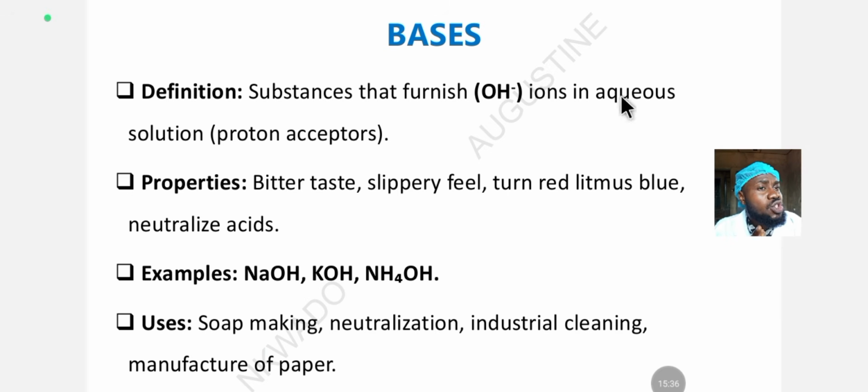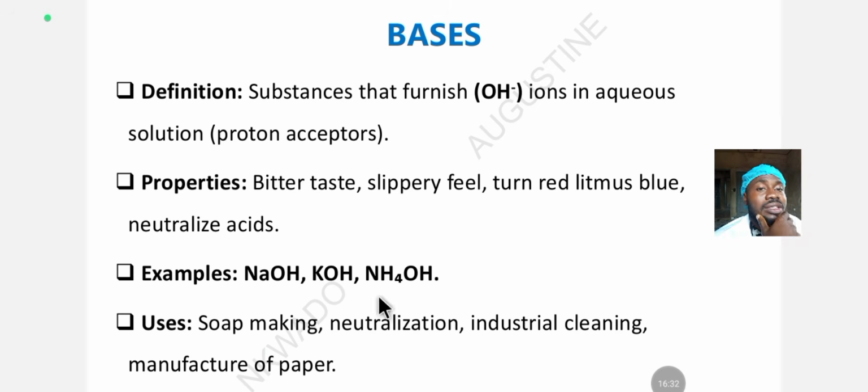But when it dissolves in water in an aqueous solution, it furnishes hydroxide. Can you see? It produces hydroxide ion. This hydroxide ion that it produces shows you that it has formed potassium hydroxide when dissolved in water. That makes it an alkali. That shows you that it has turned from base to alkali. So when you dissolve a base in water, alkali is formed.